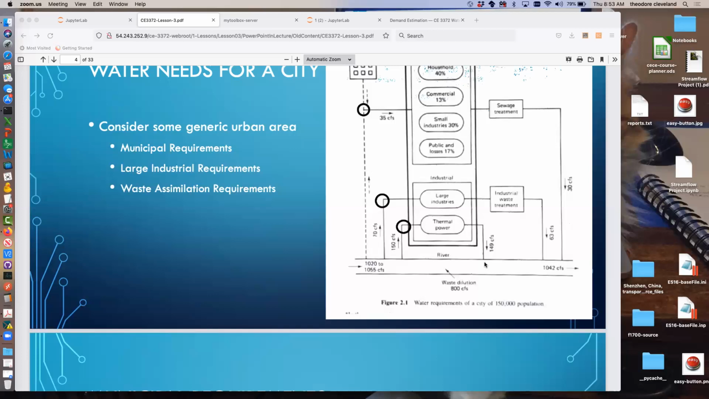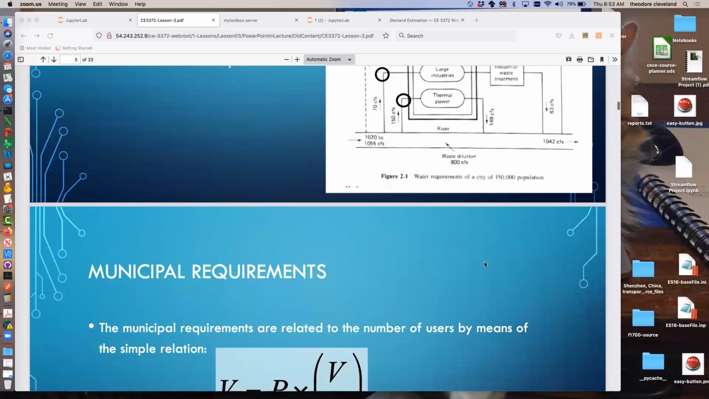On the other hand, it also reduces the biodiversity of the receiving stream, because now you have fish going back and forth and they got to eat something. So they eat fish food.